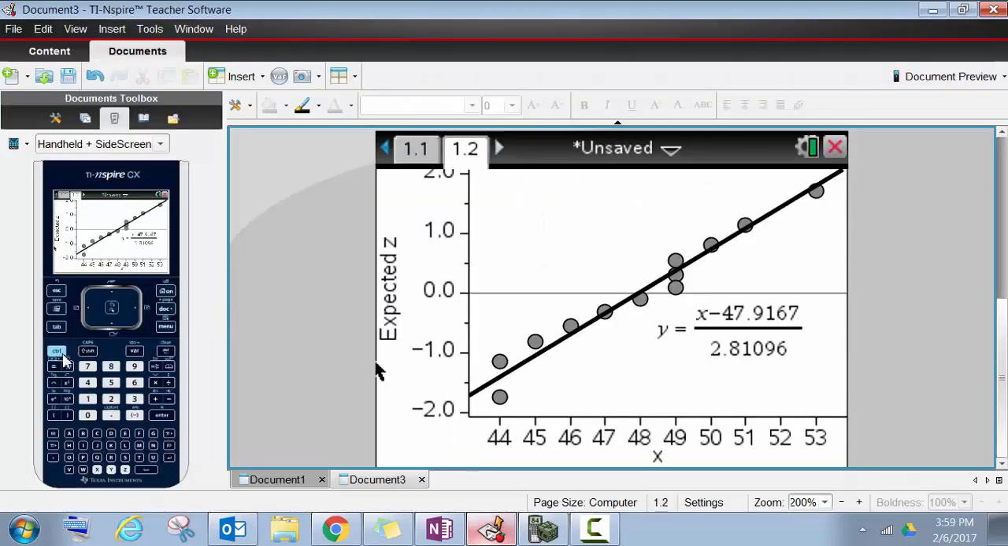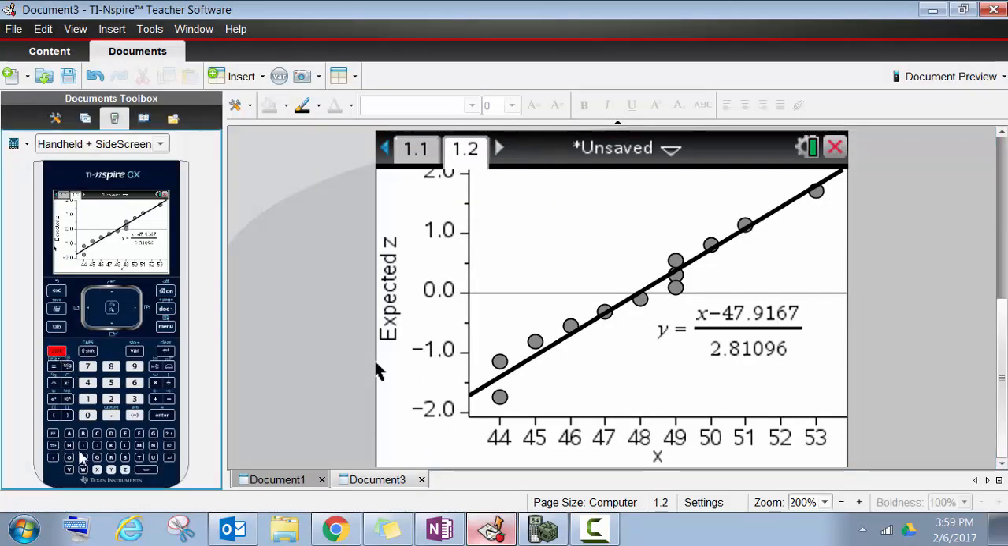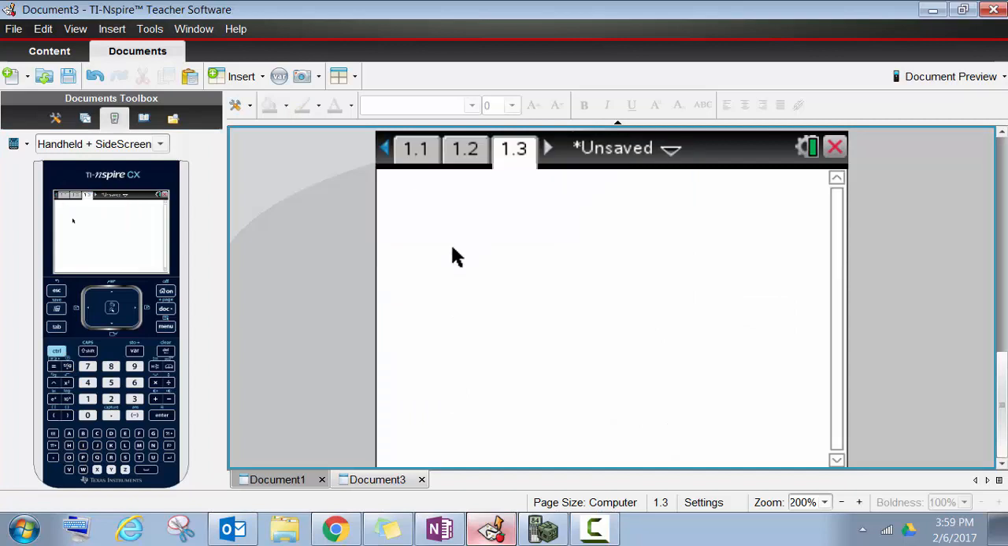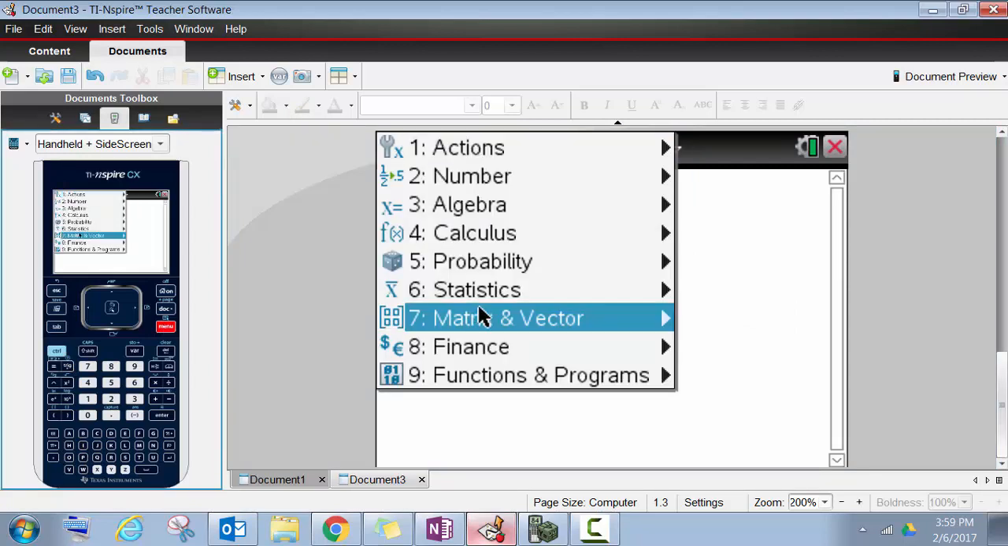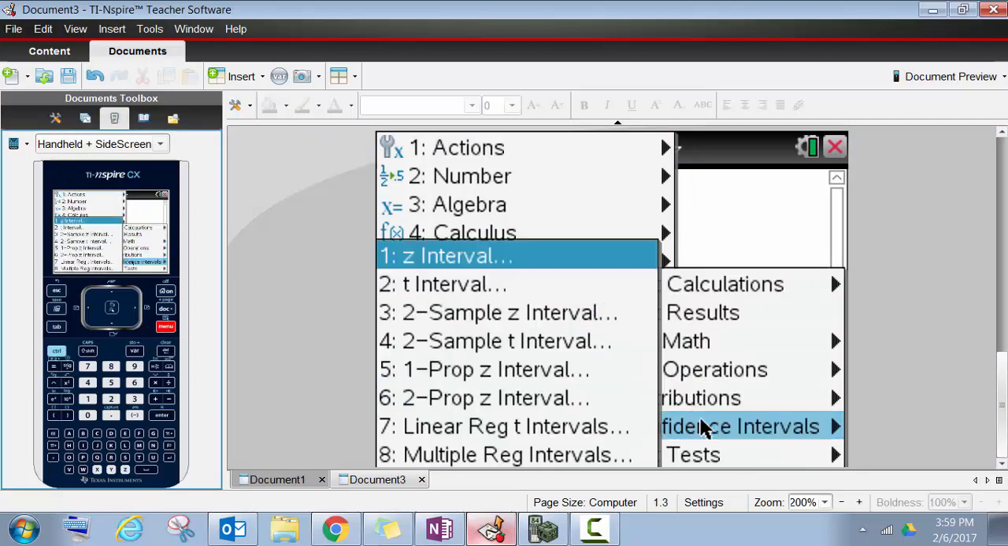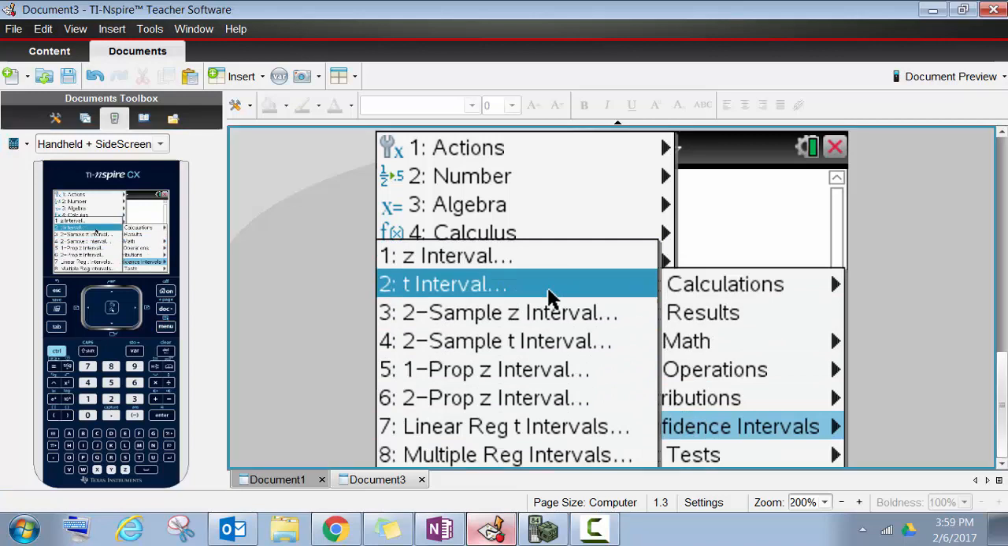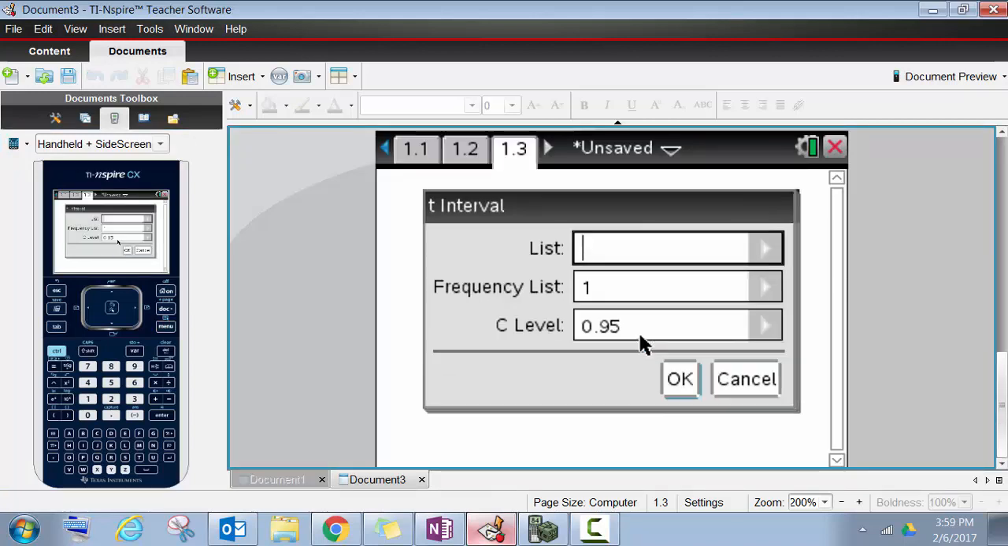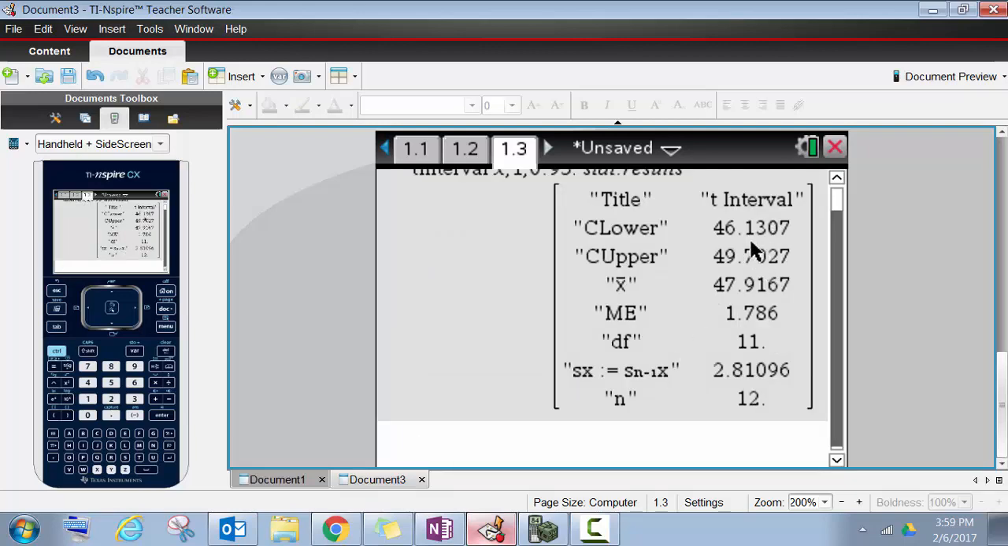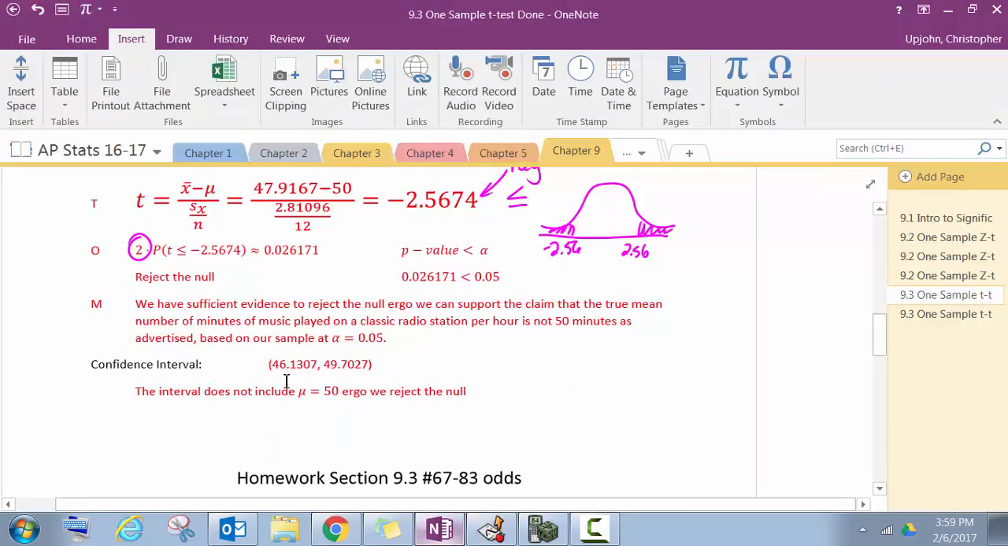If we're doing this here, we need a new page, Control I, a calculator page, menu, statistics, confidence intervals, t-interval from data, I label it X, gives me the same numbers. So my confidence interval is 46.1307 to 49.7027. Well, mu is not in there, so we reject the null. So it's just another confirmation that we were doing it the right way.